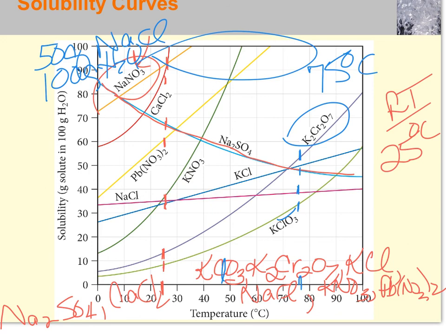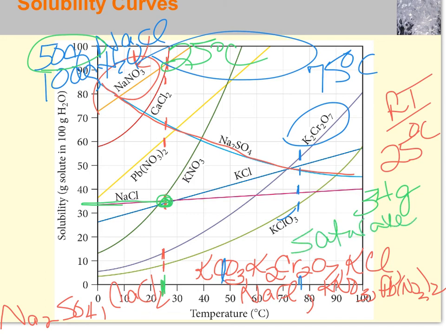So, let's say room temperature, so 25 degrees Celsius. All right. So 25 degrees Celsius, let's find sodium chloride. It's right here. And it looks like about 34 grams of sodium chloride will dissolve in 100 grams of water. But I said I added 50 grams. So that means I will have a saturated solution of sodium chloride with 50 grams minus 34, or 16 grams, of sodium chloride undissolved, probably sitting at the bottom of the container.